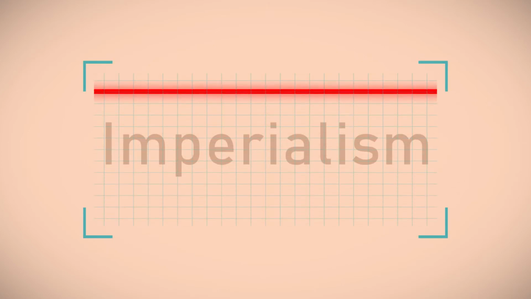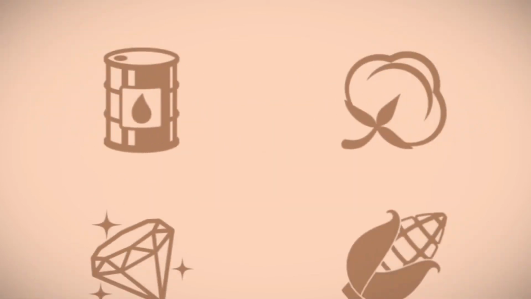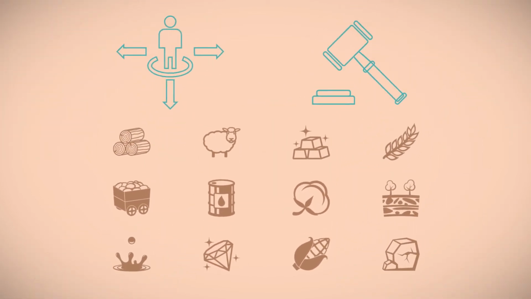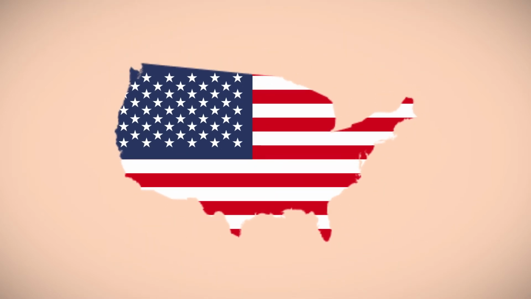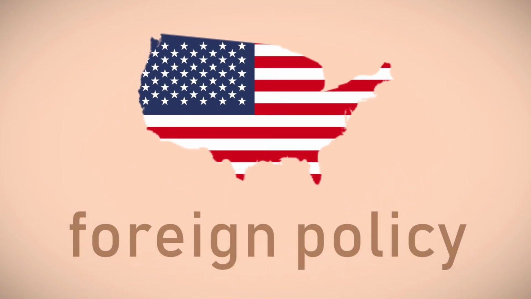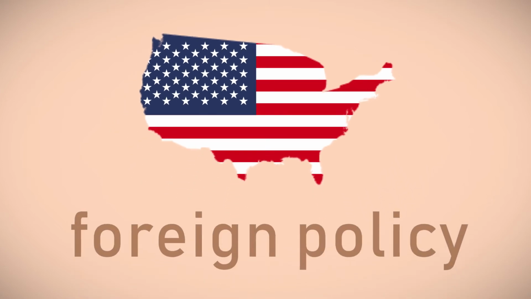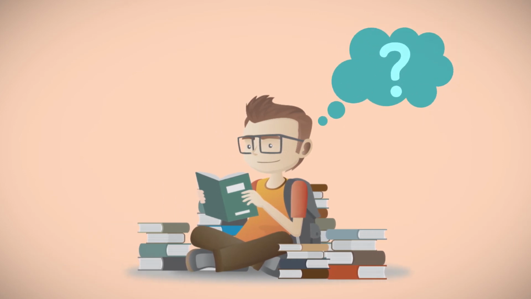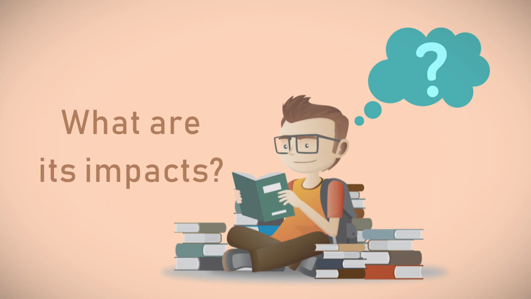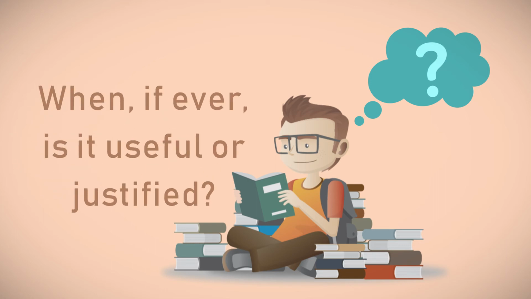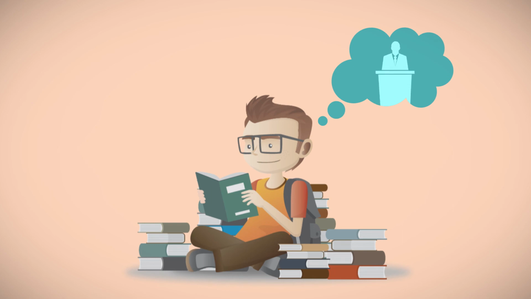Ultimately, it is perhaps most important to recognize that imperialism is not an idea of the past. The desire to control other countries' resources, territory, and decision-making abilities continues to shape international politics. In fact, many argue that the United States' current foreign policy decisions are imperialist in nature. In order to think critically about this question and about any decisions made by modern governments, it is important to ask ourselves, what does imperialism look like? What are its impacts? When, if ever, is it useful or justified? Once we build this understanding, we can evaluate the decisions our leaders are making at this very moment.